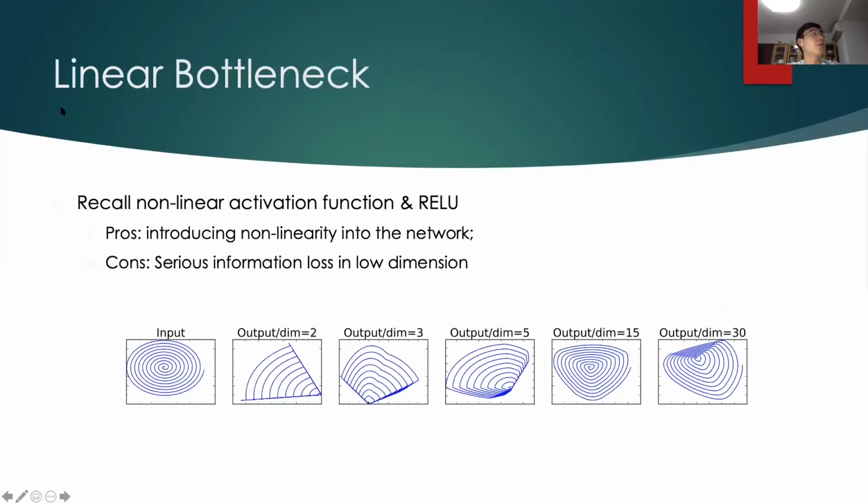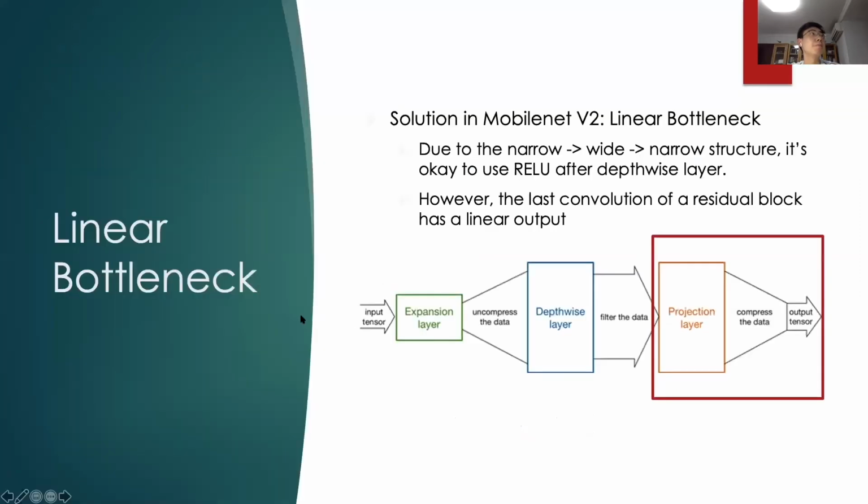And the second feature is the linear bottleneck. The activation function ReLU is an essential part of the neural network. However, the ReLU activation function can cause serious information loss when the input has very low dimension. So if you look at the inverted residual blocks here, you can see that we use the expansion layer to uncompress the data and filter the data.